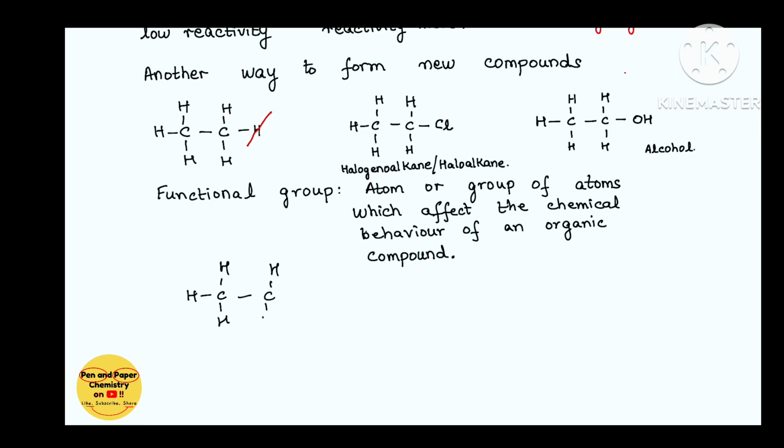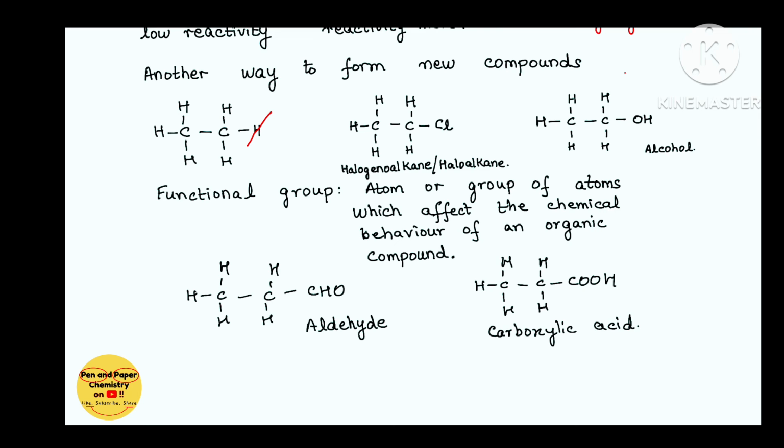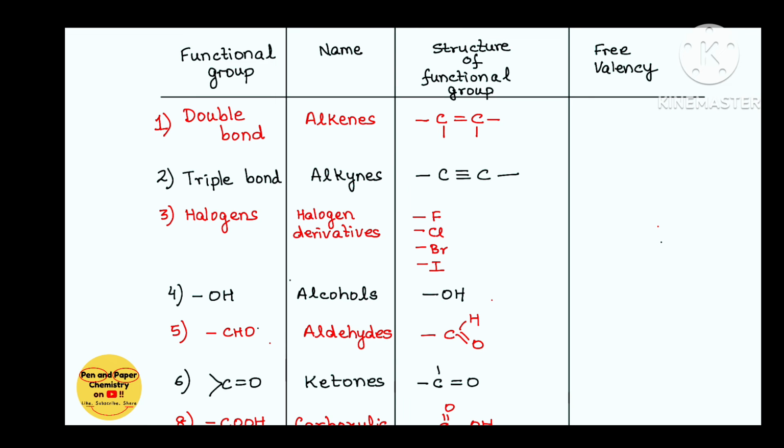I could also have a group of another type of atoms replacing the hydrogen, and that group of atoms could be CHO. Oh, what is this? This is an aldehyde. I could also have a COOH group here. What is this? It's a carboxylic acid. You are imbibing a lot of information in this video, a lot of it. I made things simple for you.